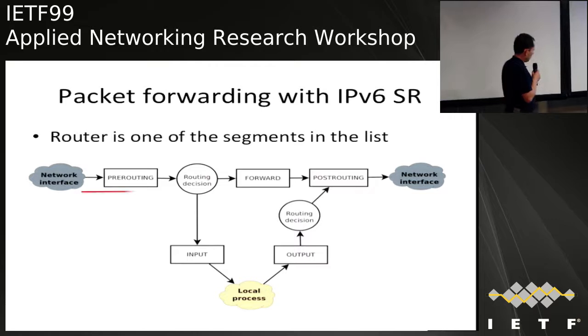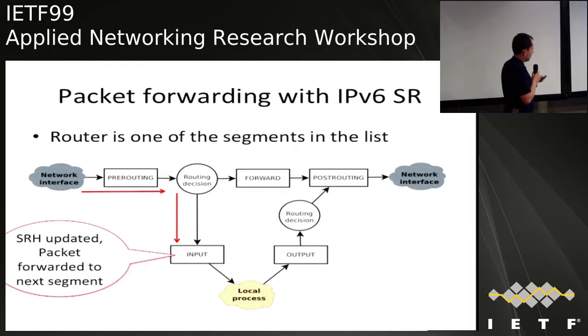So the packet will arrive. The destination of the packet is virtually the router. So it goes to the input processing. In the input processing, we look at the segment routing header. We find that we have reached one step in the segment routing header. And then we will update the segment routing header before forwarding the packet back to the final destination, which means that the packet is updated. And then it will be re-injected inside the stack so that it can be routed and forwarded to the outgoing interface with a modified header so that it can go to the next stop inside the network.